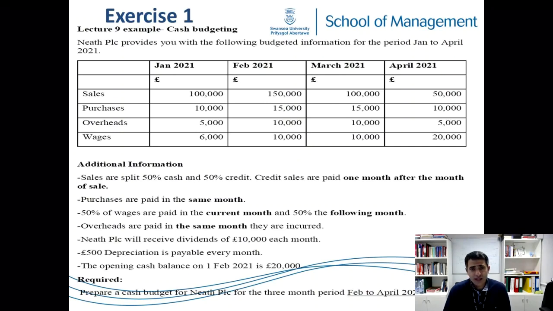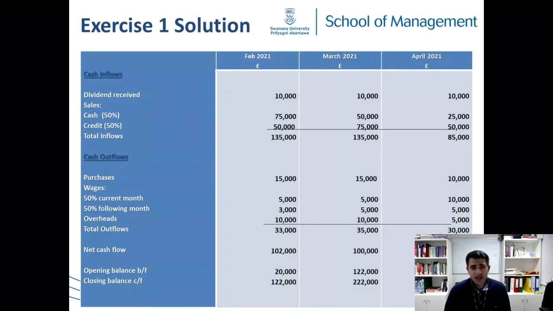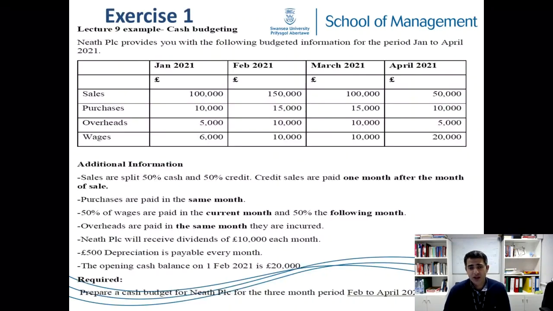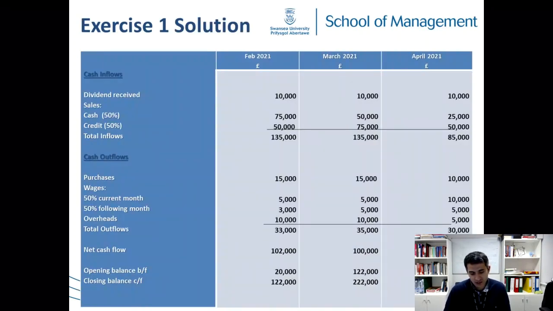So now this is the 50% current month. What about the following month? For February, you need to go back to January. So 50% of January is paid in February, 50% of February is paid in March, and 50% of March is paid in April. And from these figures, you should be able to do it. Which is, as you see, 355. Okay, great.